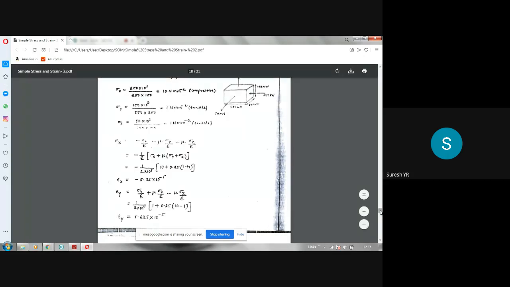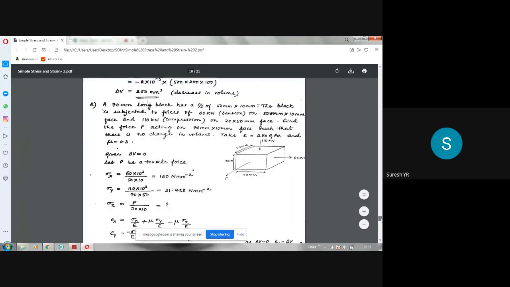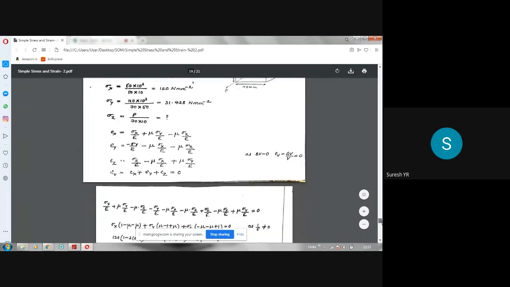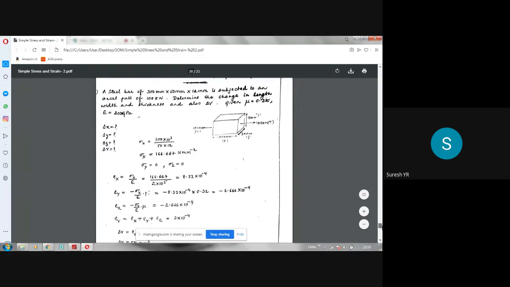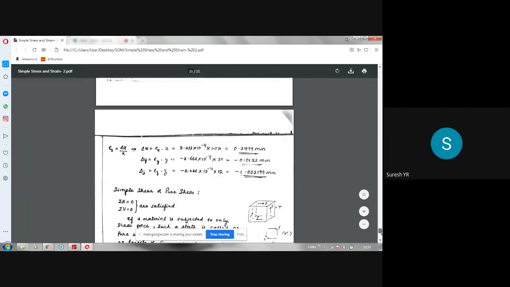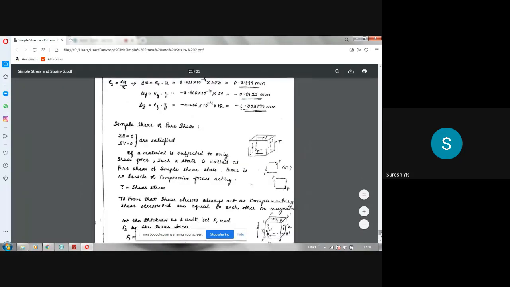And some 2-3 types of problems I have done. One, finding the change in volume, another one, finding the unknown force itself, and the third problem, change in length, width, and thickness. So 3 types of problems I have covered. In the next class, we will move on to simple shear or pure shear, and then I have to take up elastic constants, and some 2-3 derivations are there in that. Then I have to go for temperature stresses. If I complete the temperature stresses, then only this chapter is over. So first module is a very lengthy module. Okay, so for your first test, all these will be there.